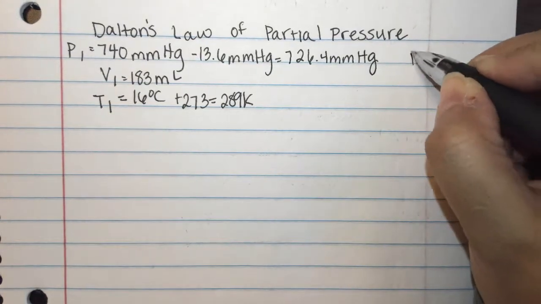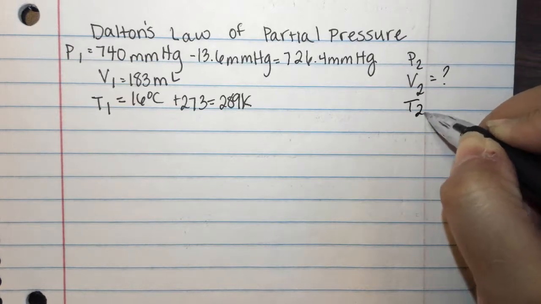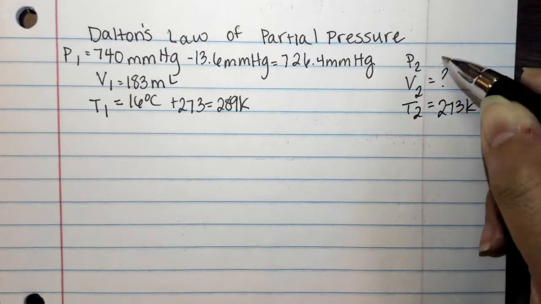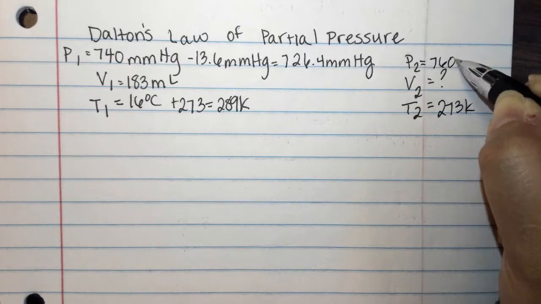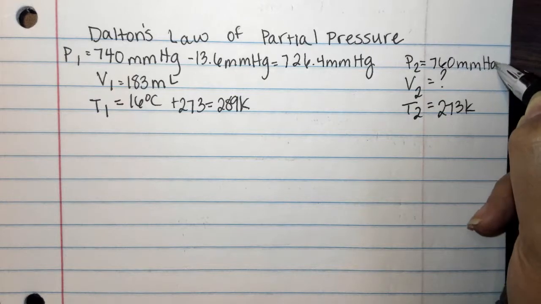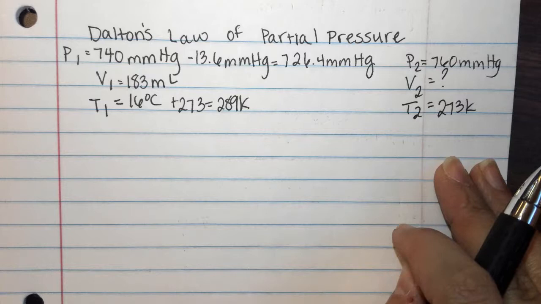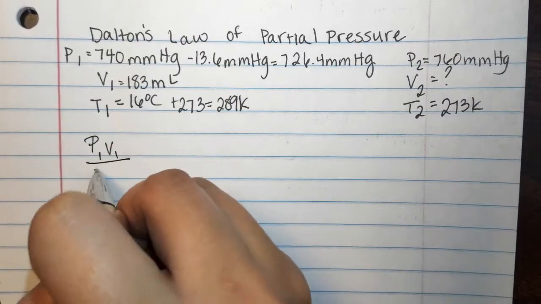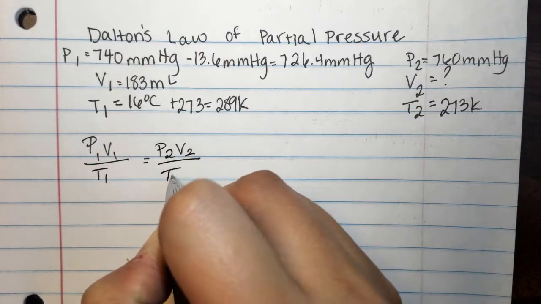And then it says that we are looking for our dry volume, so that's V2 at standard temperature and pressure. Standard temperature is 273 Kelvin, and standard pressure in millimeters of mercury is 760. So now, since we're working with an initial and a final situation with no amount taken into consideration, we are going to use the combined gas law, P1V1 over T1 equals P2V2 over T2.